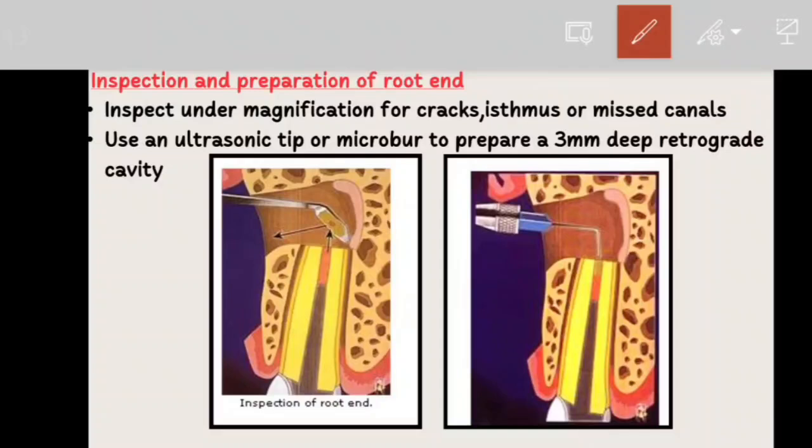Now the inspection and preparation of the root end. We inspect the root under magnification for any crack, isthmus or missed canal. Then we prepare a 3 mm deep retrograde cavity using a retrosonic tip or a micro burr. The left image shows the inspection of the cut root surface. The right image shows the preparation of the retrograde cavity. The exam tip is that cavity depth should be 3 mm.